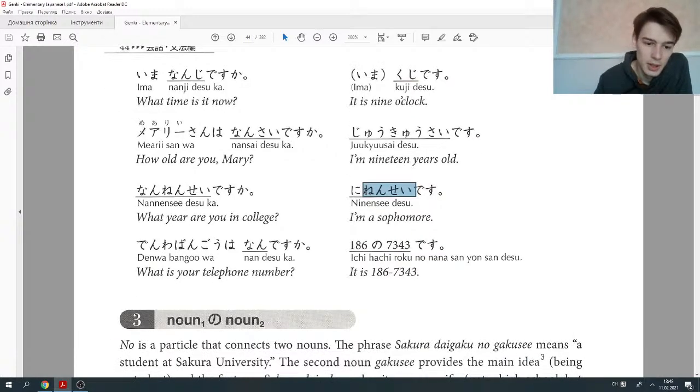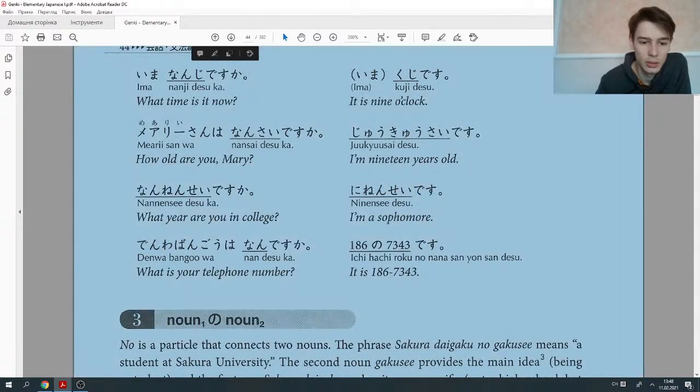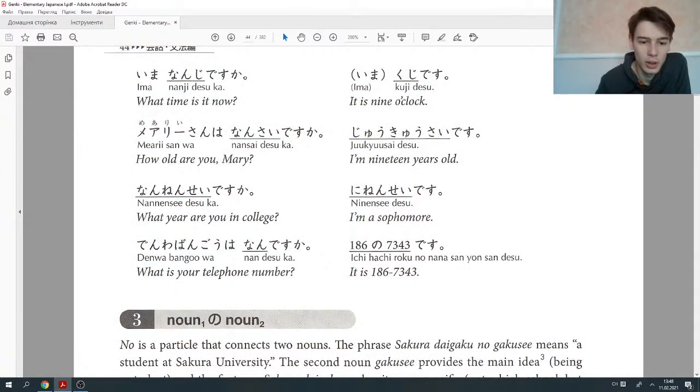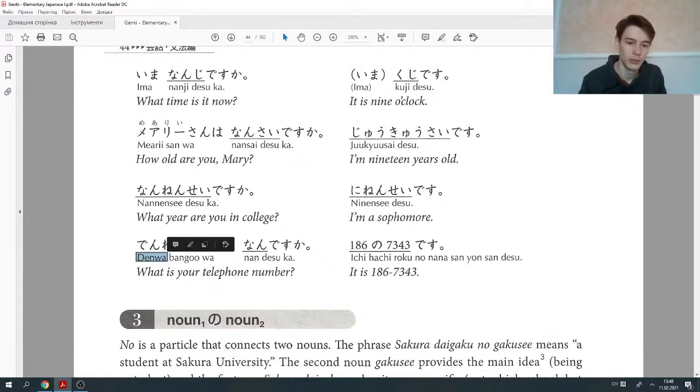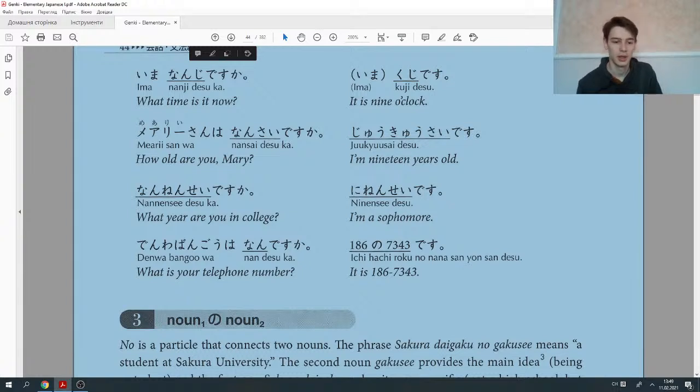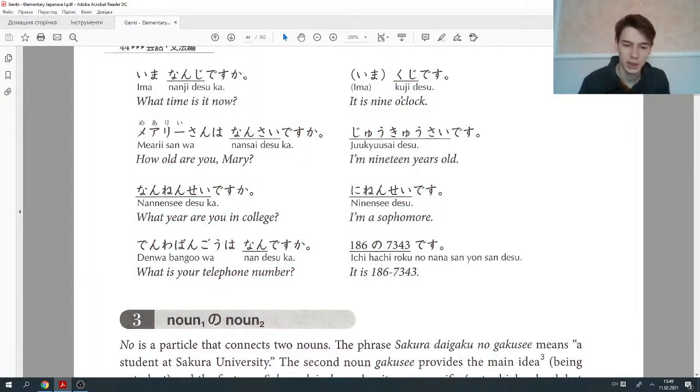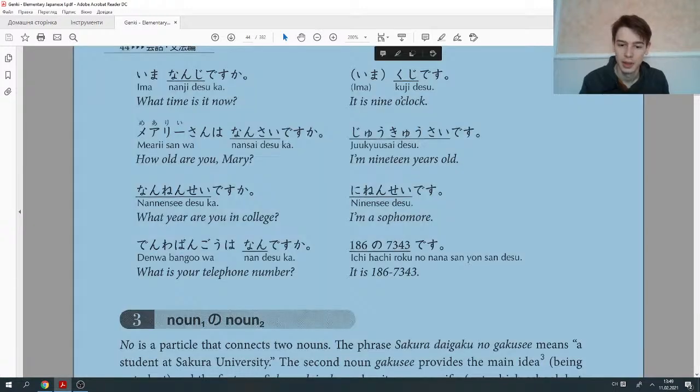So then, what's your telephone number? Denwa bangou wa nan desu ka? Denwa, phone. Bangou, number. Wa, is. Nan desu ka? Denwa bangou wa nan desu ka? And by the way, this particle no.